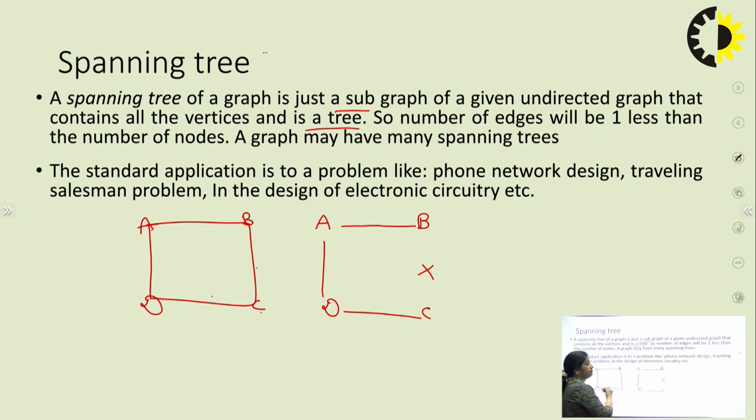For a particular graph, we have a minimum spanning tree. For example, if I drop this one, what edges will I have? A to D, D to C and C to D. The standard applications are problems like phone design, network design, the traveling salesman problem, and the design of electronic circuitry. Because when we are making the network design, we want to lay down the minimum wires. So what we will have is the spanning tree. All nodes will be connected, so that will be a tree. So these are different applications.